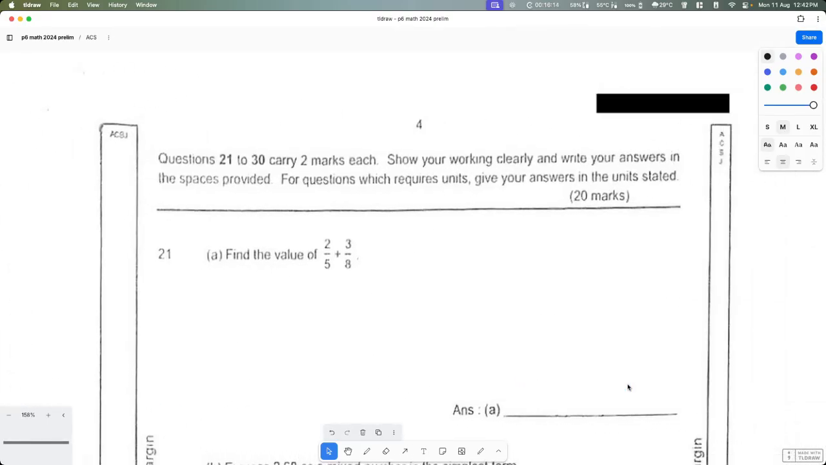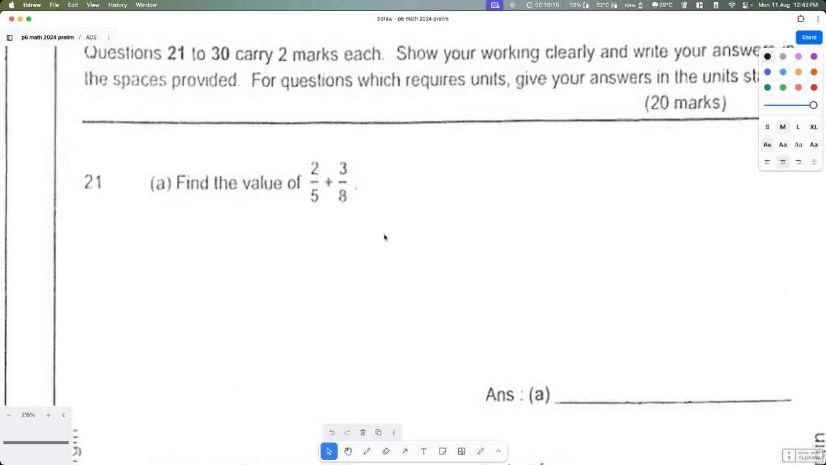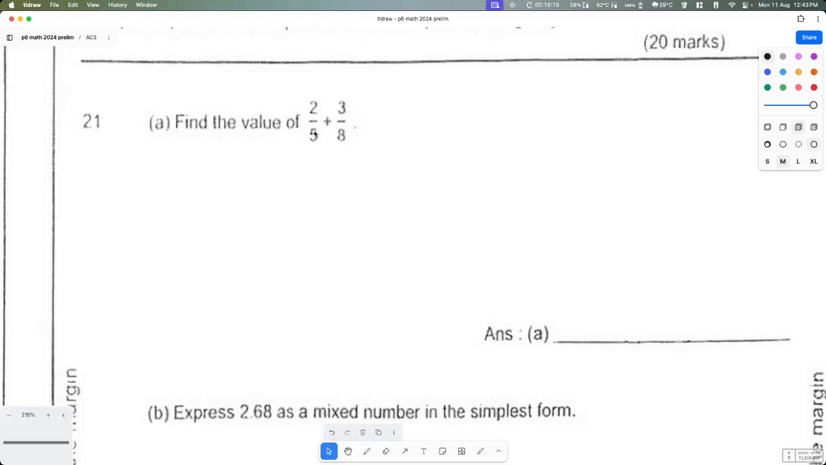Question number 21. A. Find the value of 2/5 times 3 over 8. So I'm going to make this easier to see. All right, so it looks something like this, 2 over 5 plus 3 over 8. So we need to make the denominator the same in order for us to add. So we need to multiply by the common multiple. So this will be times 5, and then times 8, and then times 8 as well at the top.